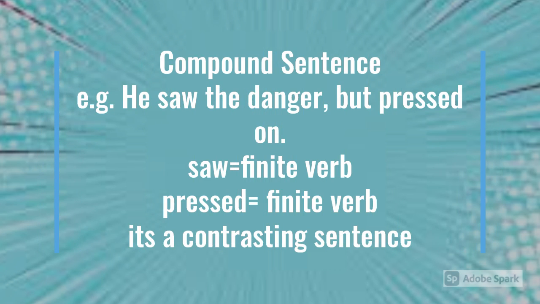Let us see an example of a compound sentence. He saw the danger but pressed on. Here, saw is the finite verb, pressed also is the finite verb. Now this is a contrasting sentence, so but is used here. In the sentence, two main clauses are used: he saw the danger and he pressed on. So two main clauses are used to make a compound sentence.